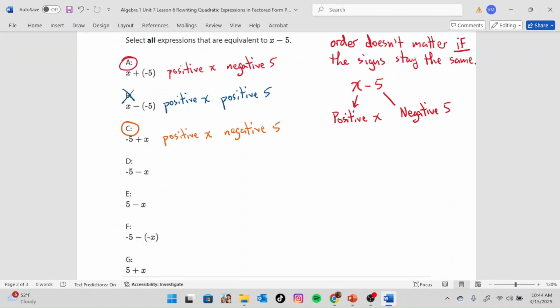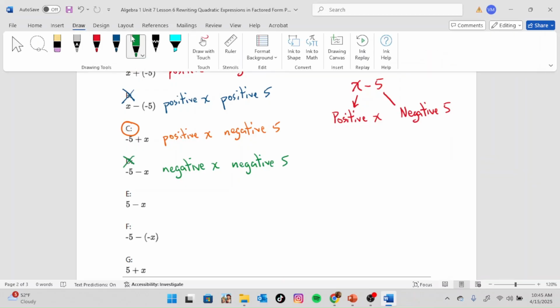So now choice D. Again, the order is opposite, but what you notice is now we have a negative x. And we did not have a negative x in the example. We had a positive x. We still have our negative 5, which is what we want, but because D has a negative x, these are not equivalent.